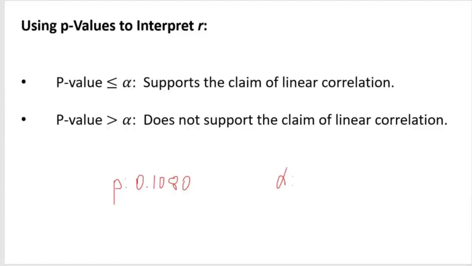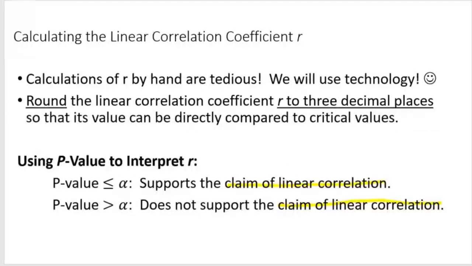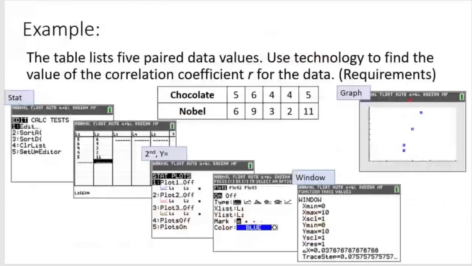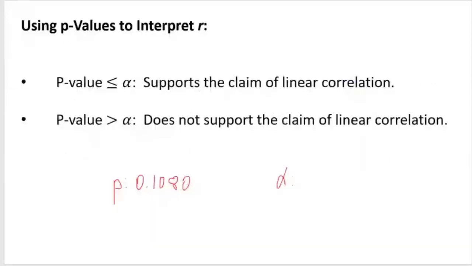Now, we would have to know alpha so that we can make the comparison of it. Generally speaking, we've been looking at a 5%. I don't actually think that this one told us at all what to test, because it was just find the correlation coefficient. But as far as learning to use this, if alpha was 5% or 0.05, then the p-value is greater than alpha, and so we would say does not support the claim.